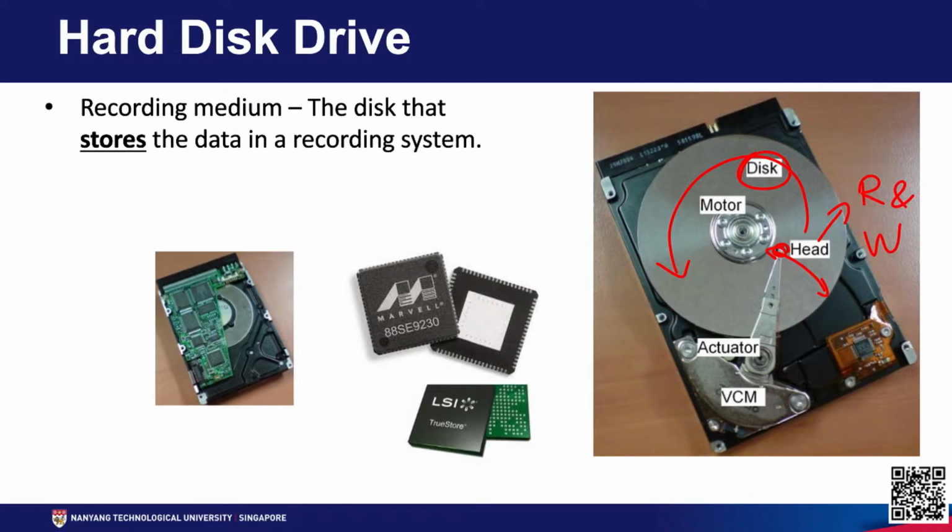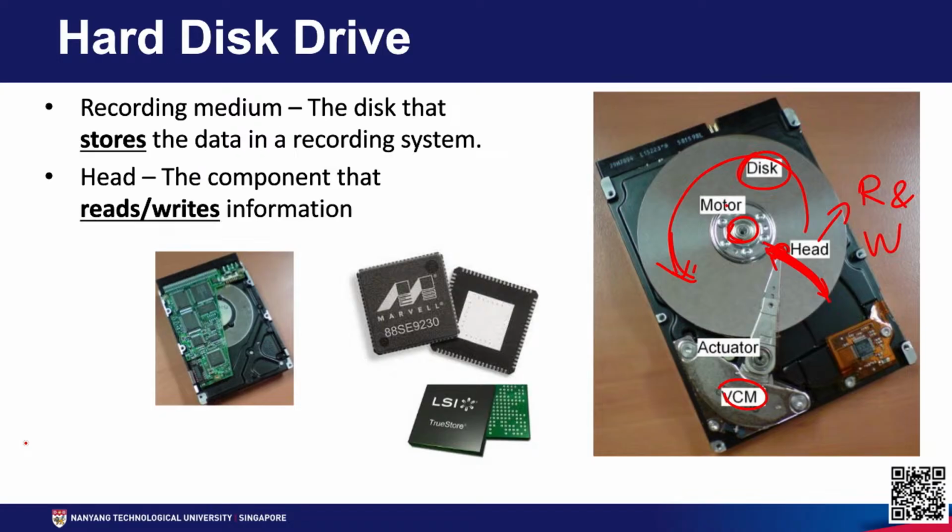This voice coil motor is the one that will make the head go in this direction, and this spindle motor is the one that will make the hard disk rotate. We have the disk, which we call the medium. This medium is the one that stores the data in a hard disk drive, and this head is the one that reads or writes the information.